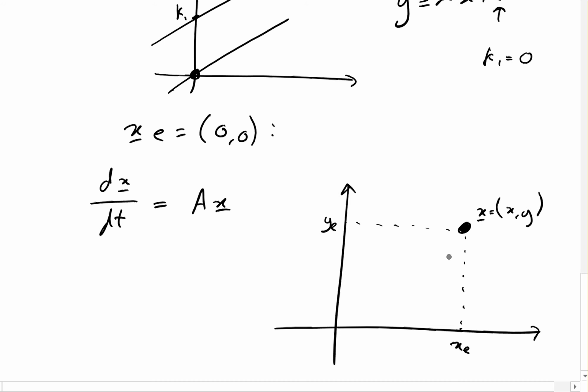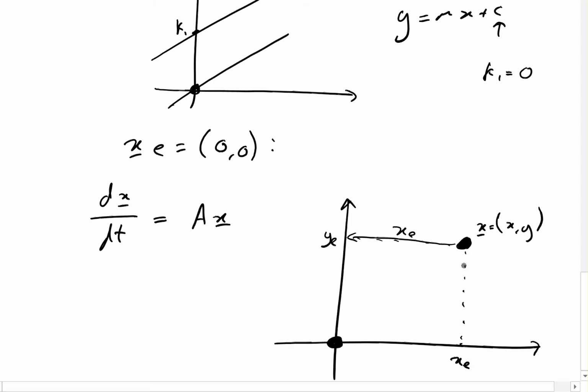Well, we can move this equilibrium point to be at the origin if we move the whole function. So we apply some transformation to move this point over here to the origin. We can do that by moving it to the left or to the right, but basically we're going to have to move it by xe, this distance here. And we're also going to have to move it down by what? Well, that distance there is just ye.